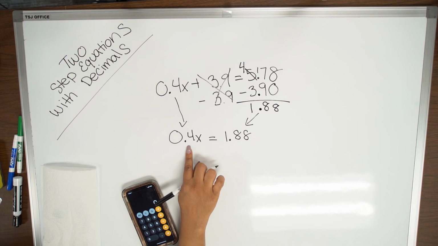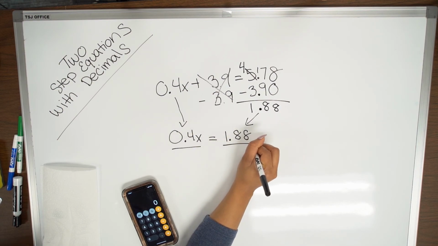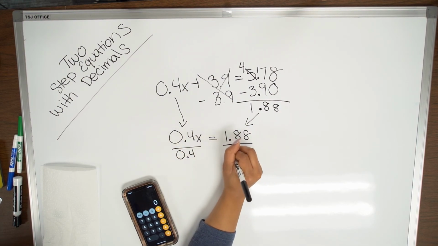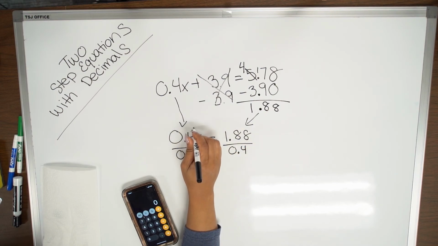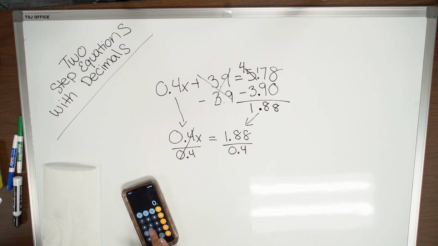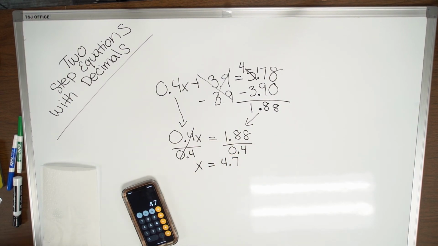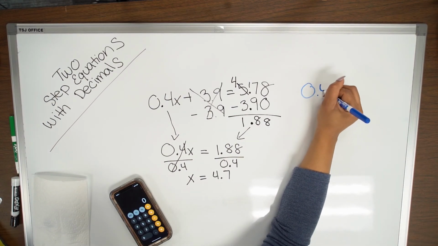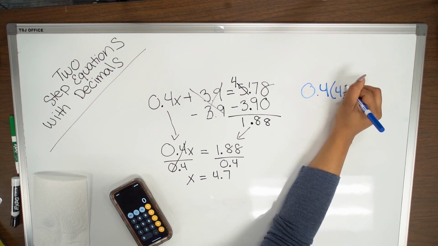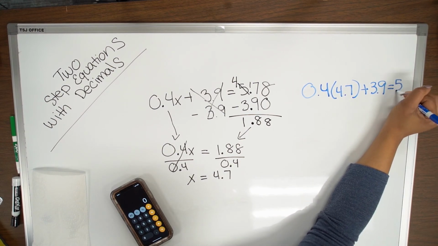In order to separate 0.4 from x, because that's multiplication, you have to divide. So what you do to one side, you have to do to the other. And we're dividing by 0.4. Okay, so then these cancel out, not the x. And then we have 1.88 divided by 0.4. I'm going to do that on my calculator. 4.7 is our answer. So we have 0.4 times 4.7, because that's what we said x was, plus 3.9 equals 5.78.